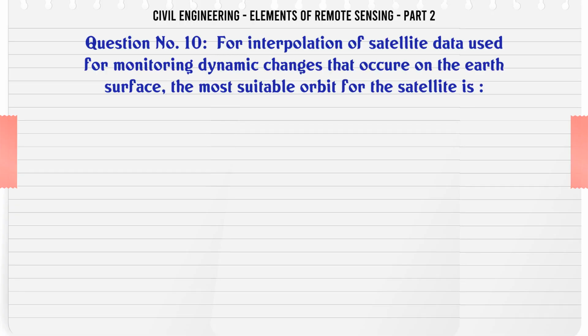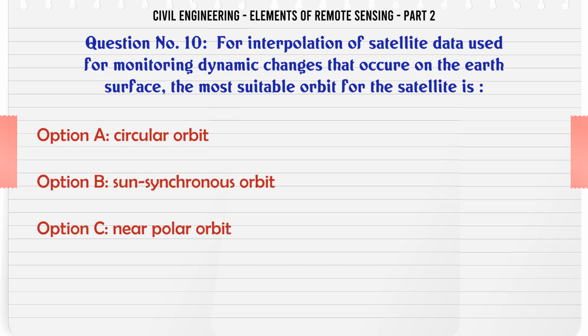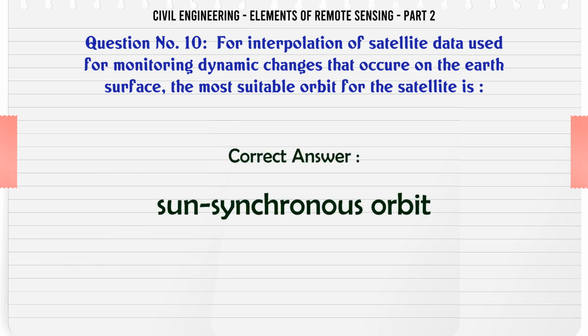For interpolation of satellite data used for monitoring dynamic changes that occur on the Earth's surface, the most suitable orbit for the satellite is A. Circular orbit. B. Sun-synchronous orbit. C. Near-polar orbit. D. None of these. The correct answer is Sun-synchronous orbit.